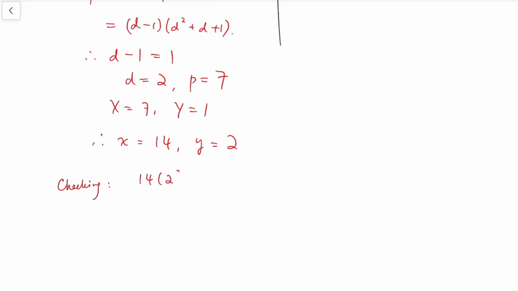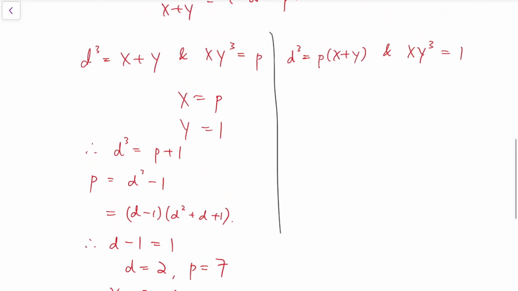And indeed, if we do some checking, 14 times 2 cubed over 14 plus 2 is indeed equal to 7. So this is a valid solution.